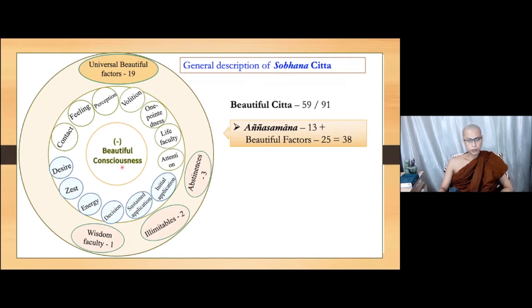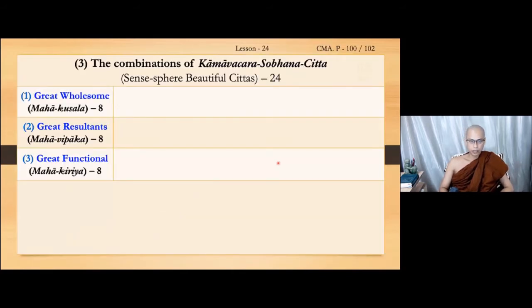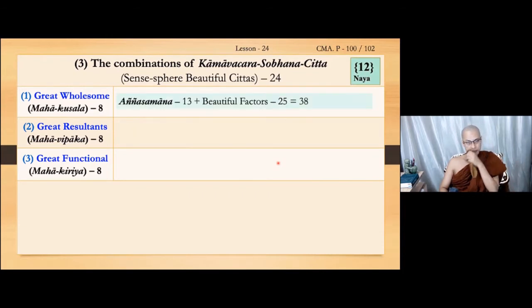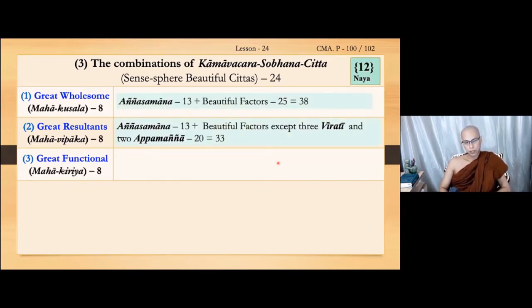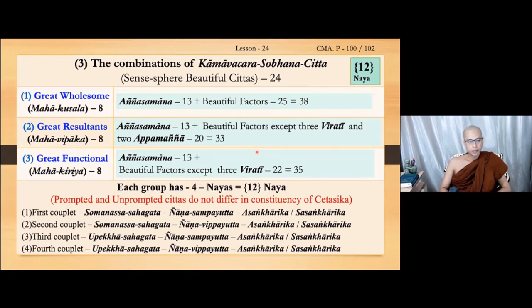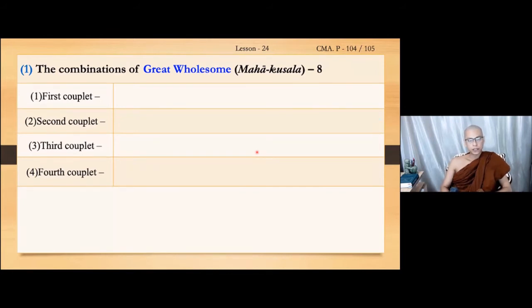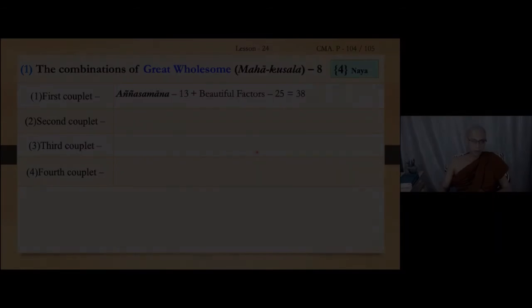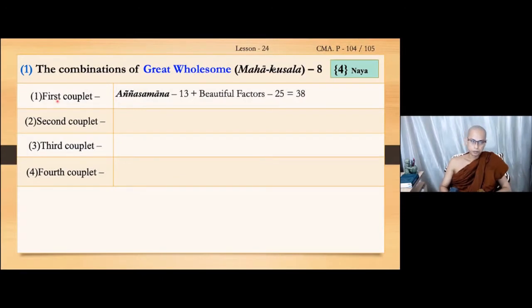For all beautiful consciousness, we get only 38, except the unwholesome group. Great wholesome, great resultant, and great functional have different enumeration, depending on the associated mental factors. For the great wholesome also, according to the couplet, the first couplet is because the asankharika and sasankharika do not have any difference. They are counted in the group.